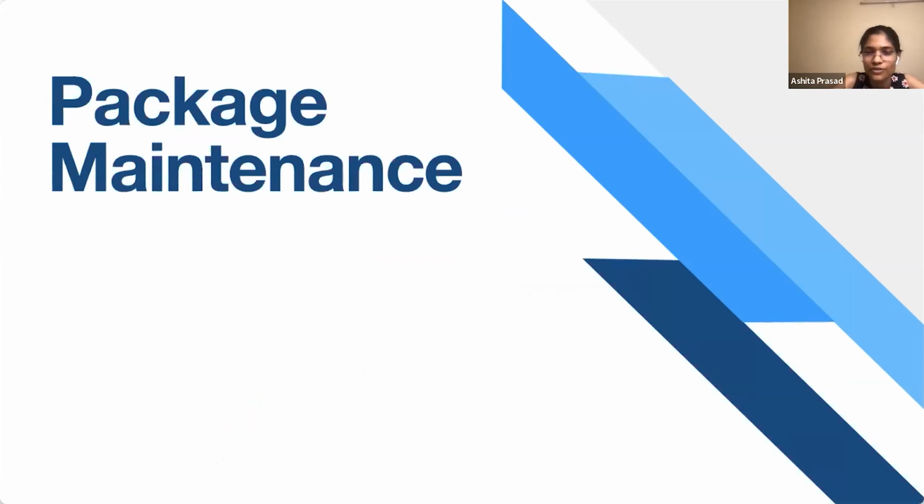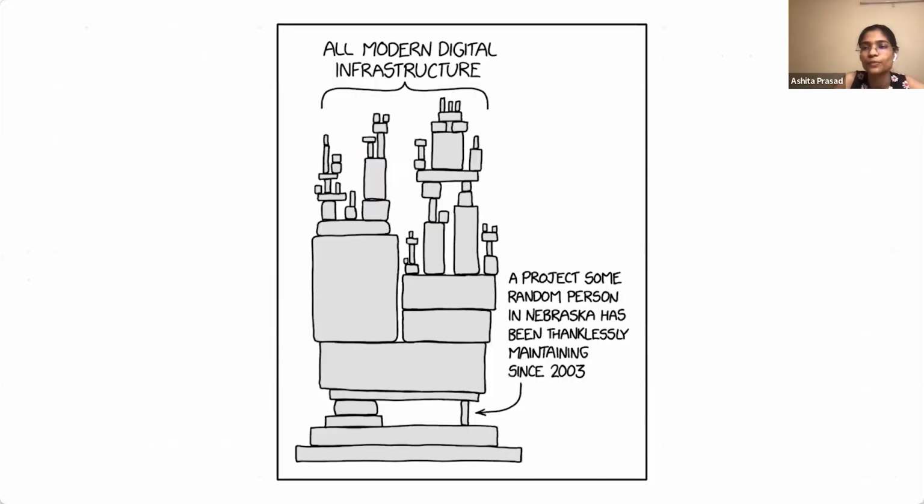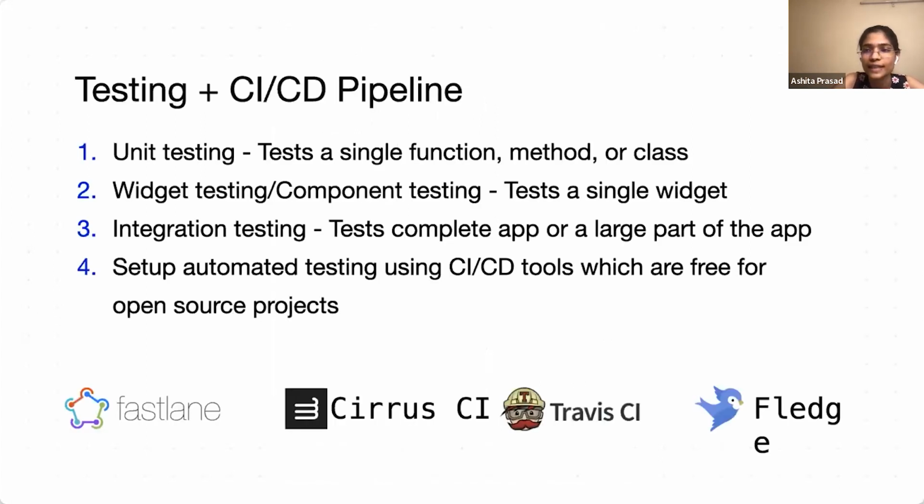Once you release a package, you also have to maintain it. Just releasing it is not work done. So whenever you release a package, you have to consider it as a responsibility. It's not just a piece of code, it's a responsibility because people may depend on it. And open source is always a work of responsibility because a lot of people depend on it for their day-to-day activities. So always set up testing and a CI/CD pipeline.